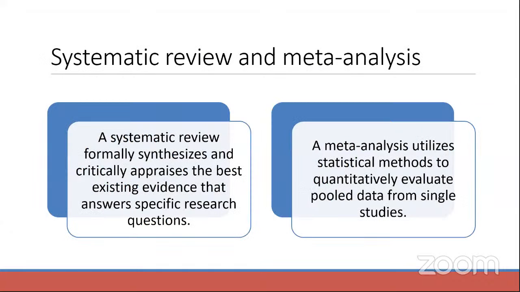And the crux of today's topic, systematic review and meta-analysis. A systematic review formally synthesizes and critically appraises the best existing evidence that answers specific research questions. The research questions should be specific when it comes to a systematic review. A meta-analysis is an extension of a systematic review where you utilize statistical methods to quantitatively evaluate pooled data from single studies. So you get an overall pooled estimate. This gives more credibility to your findings when you have an overall quantitative estimate of the findings.